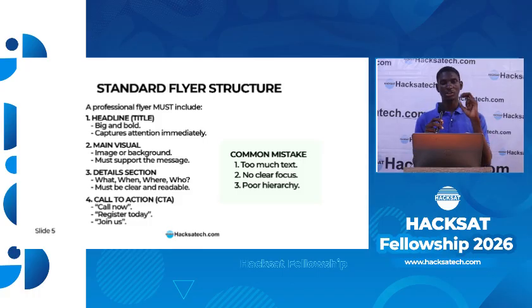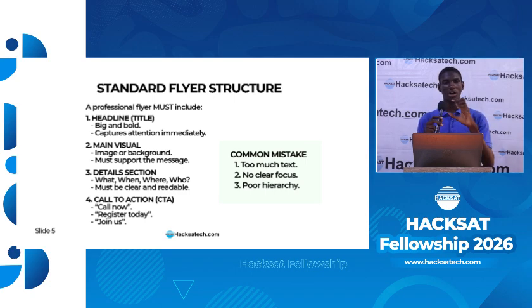And then the third one is the detail section. What, when, where, who. Very important. The 4Ws: what, where, when, and who. Whenever you are designing a flyer, it must be readable and very, very clear.